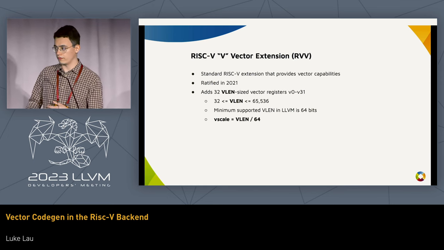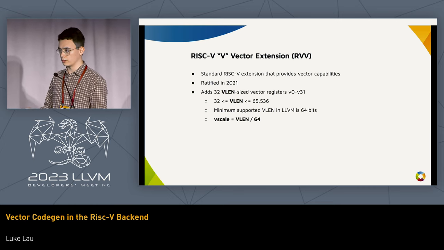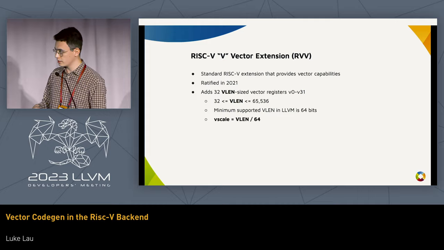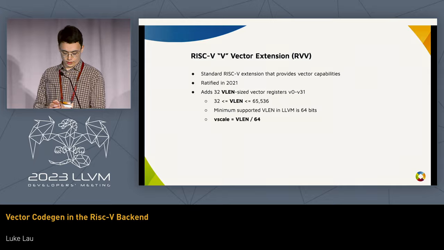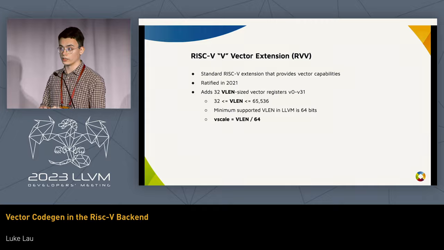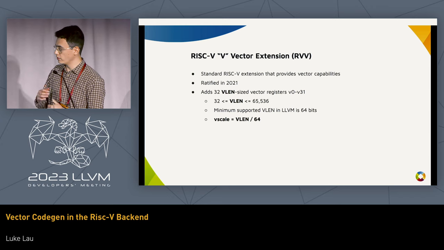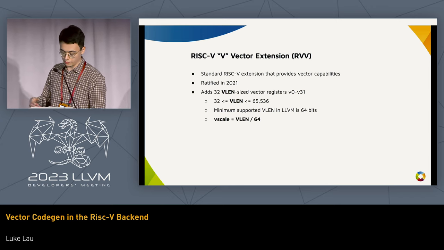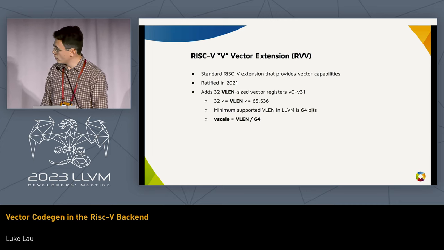And that brings us to the RISC-V vector extension, because it's pretty similar to ARM SVE. It also has scalable vectors, and they can be anything from 32 bits all the way up to like 64 kilobits in size. They can be really, really big. And although in theory, the theoretical minimum size of a vector register according to the specification is 32 bits, in LLVM, the minimum size that we support is 64 bits. I believe this is just out of pragmatism more than anything else. So we define vscale on RVV as the size of the vector register in bits, which we call VLEN, divided by 64.